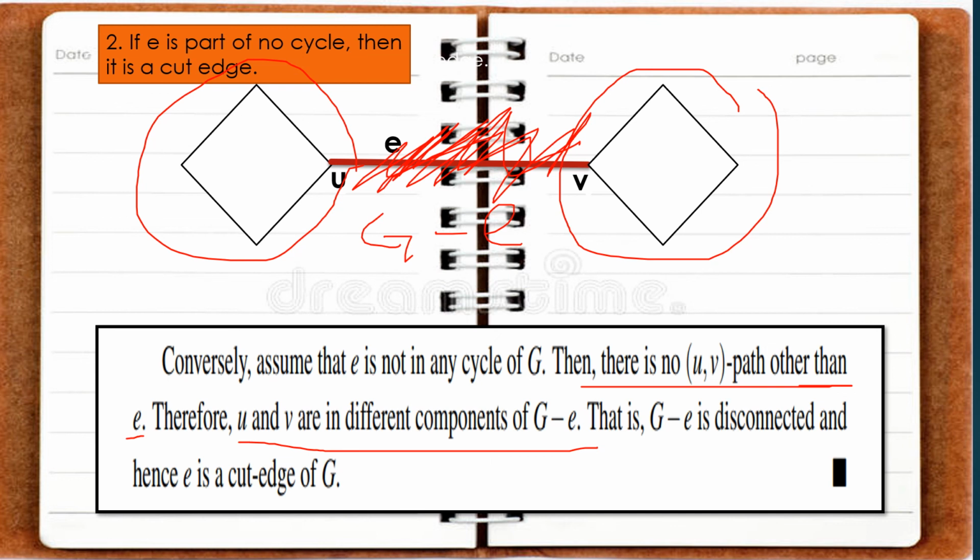The definition for a disconnected graph is that the graph has at least two different components. So since U and V can be found in two different components of G minus E, we can say that G minus E is disconnected. And again, by the definition of a cut edge, therefore, E is a cut edge.